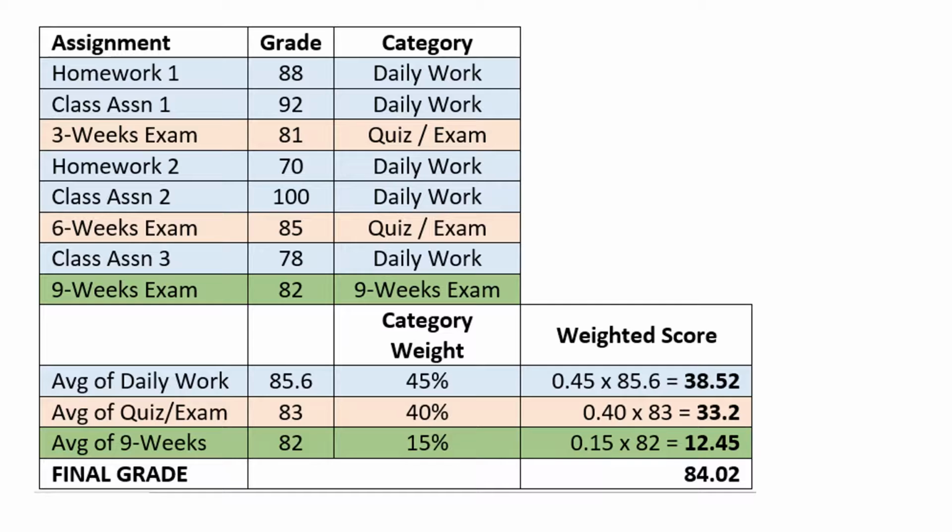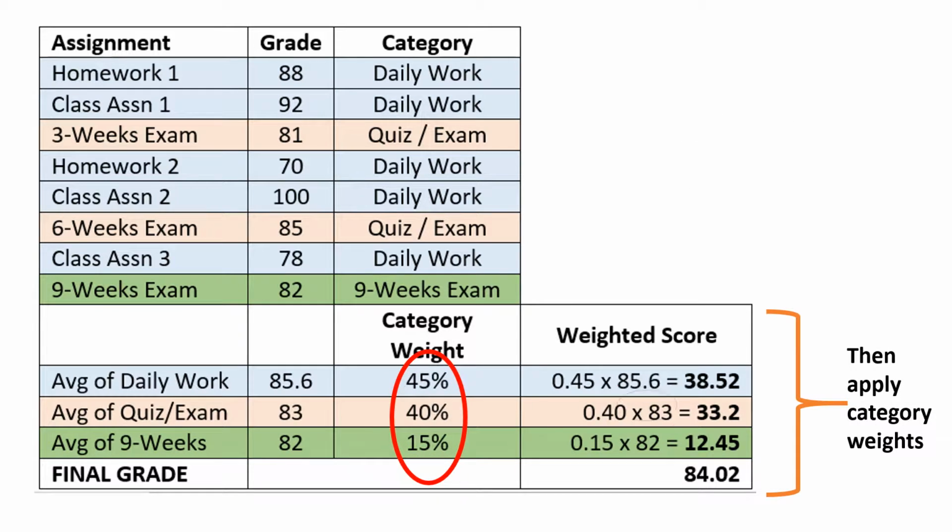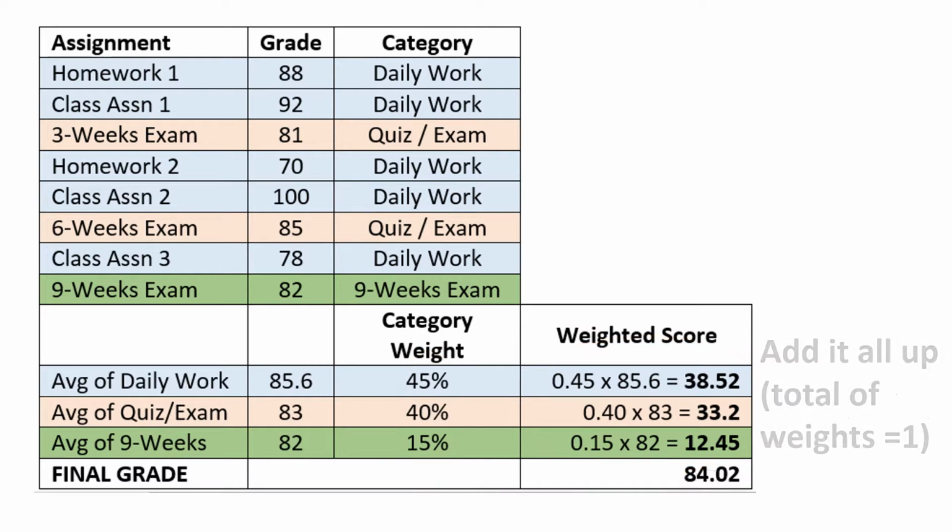The first thing we'll do is find the average of the grades in each of the three categories using the familiar average formula. These 3 grades are shown here. Next, we'll multiply each category's average by the category's weight. We add up these results and divide by the total of the weights, which in this example totals 100% or just 1. So, your 9 weeks grade would be 84%, rounded to the nearest whole percent.